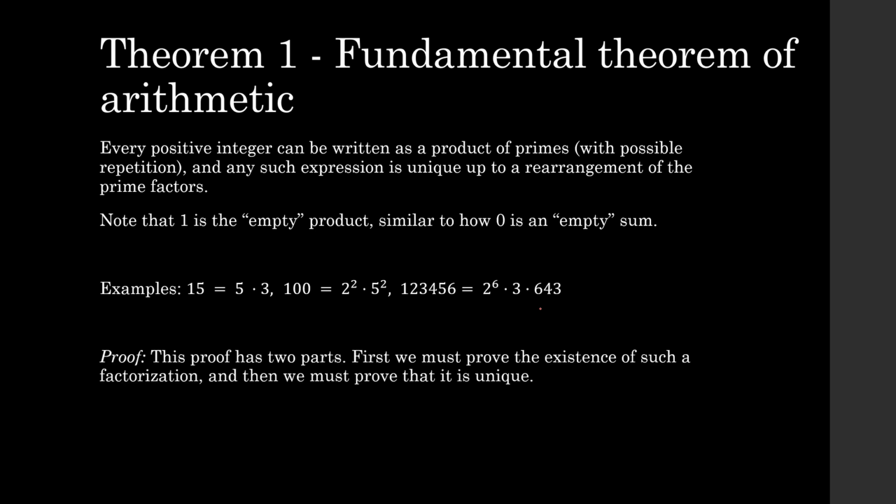So this proof is going to have 2 parts. First, we need to prove the existence, that such a factorization actually exists, that there are no numbers that cannot be written as a product of primes. That's already a big step to show that all natural numbers are expressible as a product of primes. That's already a really important result. And then we can also prove that it's unique. So that product of primes can only be written in one way if we arrange the primes in a predefined order.